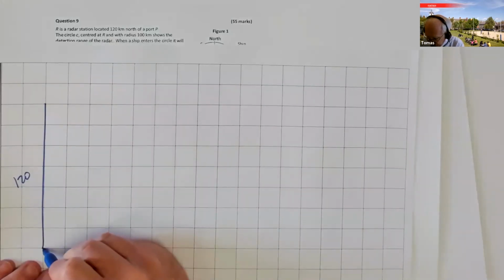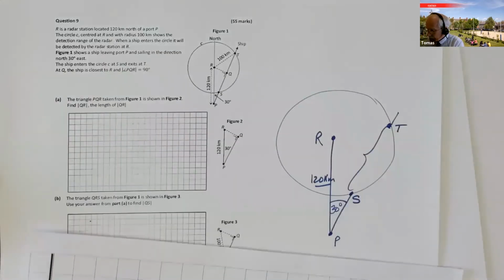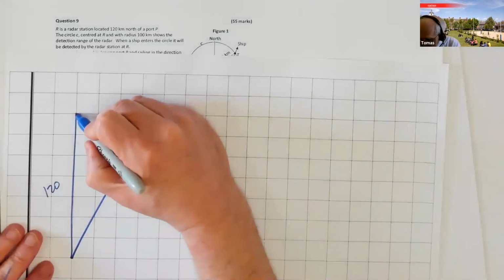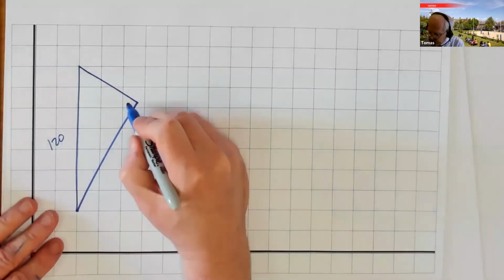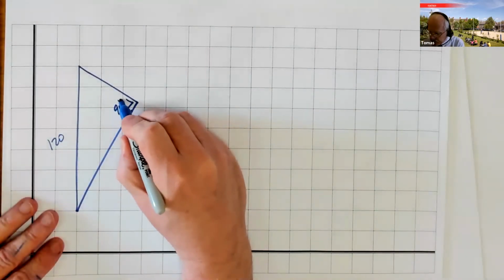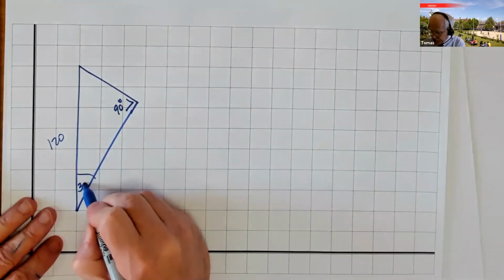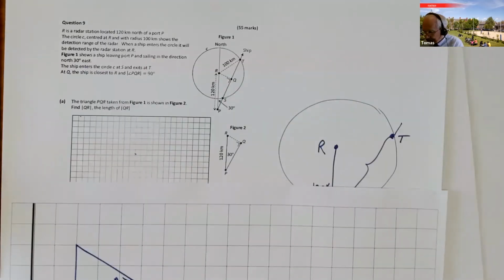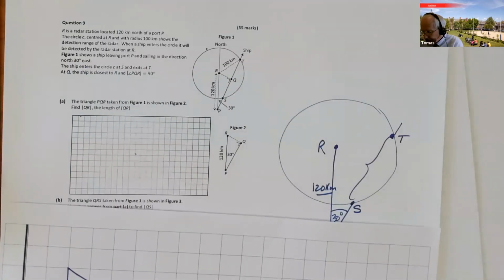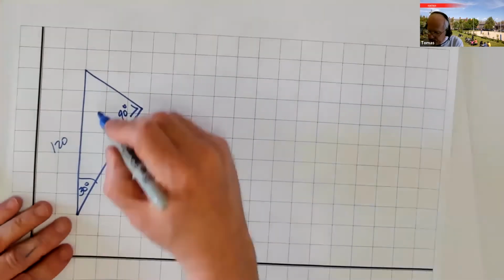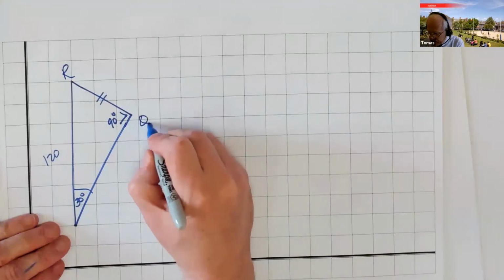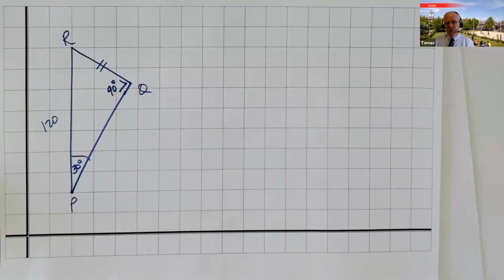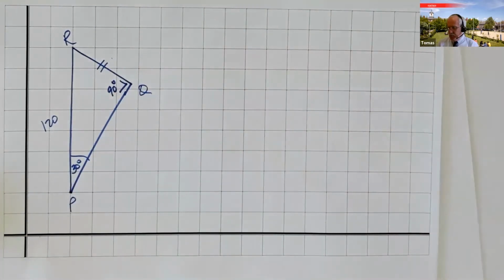We're out here at an angle of 30, and this is 90 degrees. So we're told this is 90, this is 30, and we're asked to find QR, the length of this. So this is R, this is Q, and that's P. Have a think about that for a minute and see how you would find that length.